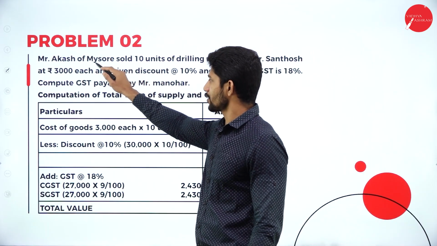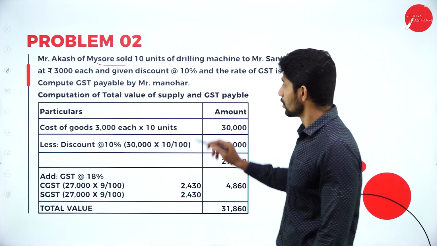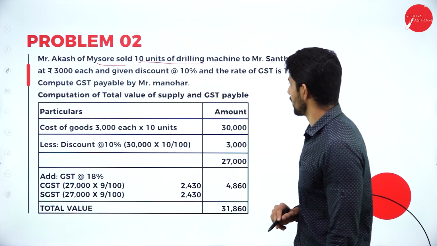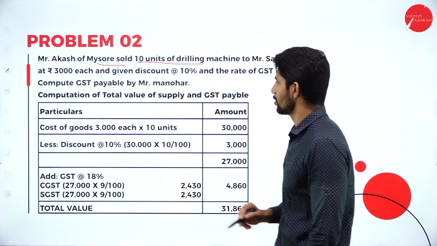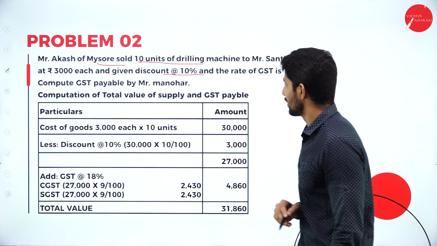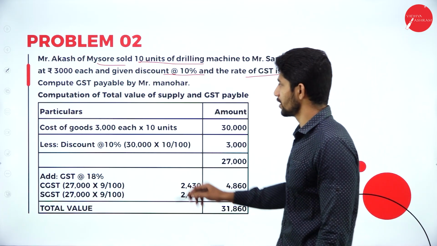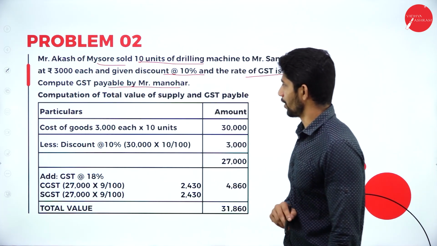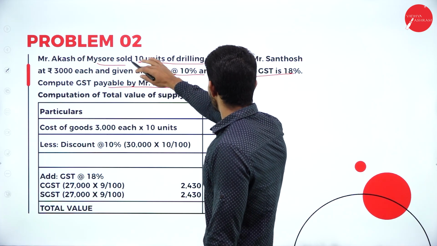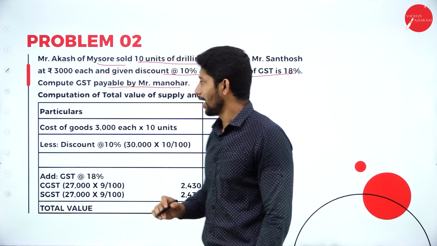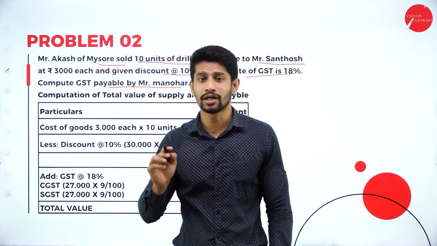So Mr. Akash of Mysuru. So here Mr. Akash is in Mysuru. Sold 10 units of drilling machines to Mr. Santosh at rupees 3,000 each and given discount of 10% and the rate of GST is 18%. Compute the GST payable by Mr. Manohar. So here Mr. Akash, where he is? Mr. Akash now is in Mysuru and here the buyer Mr. Santosh, where he is staying, that is not mentioned.